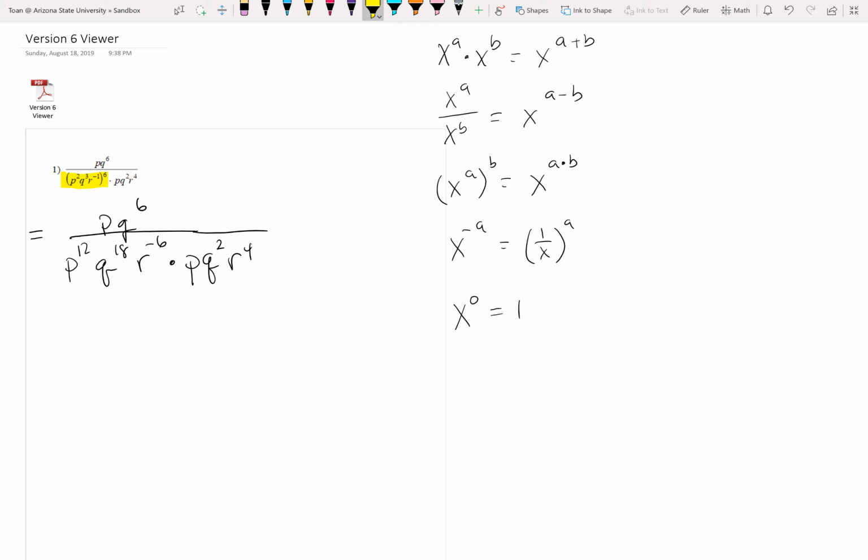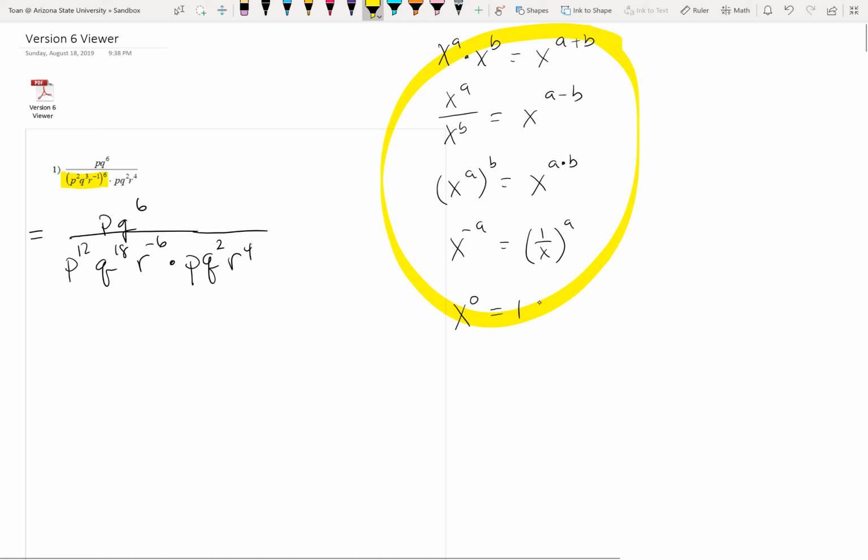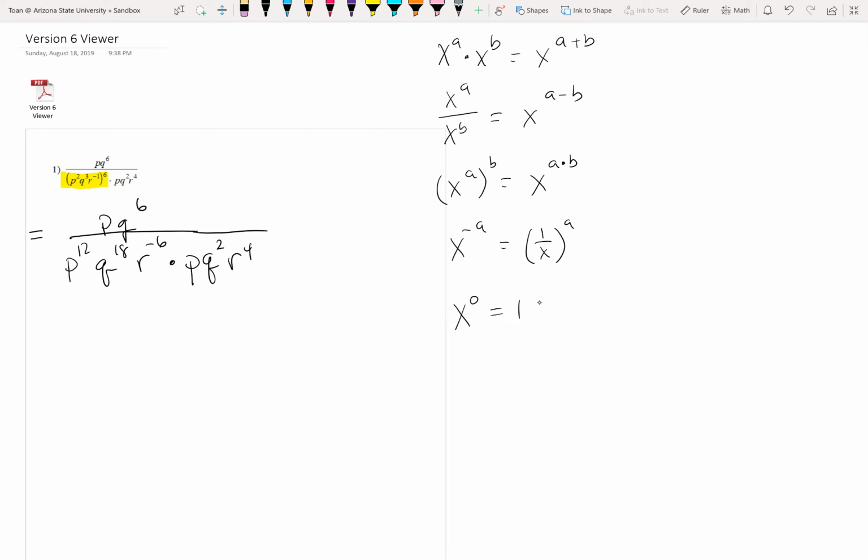Now, one thing to note about the properties of exponents is that it only works for like bases. What that means is you don't want to mix up the letters. So just do the p's with the p's, the q's with the q's, and the r's with the r's. Again, whatever I don't highlight, I'm just going to copy down. pq to the 6 over.